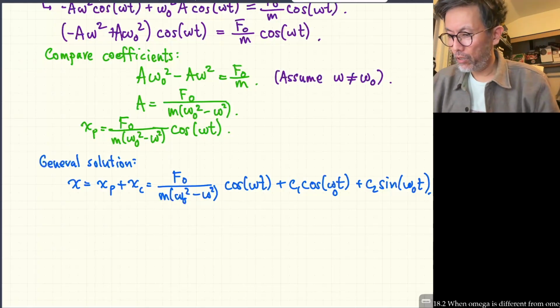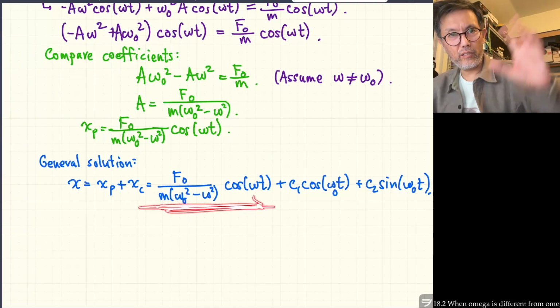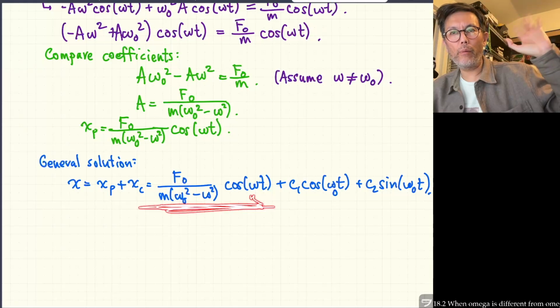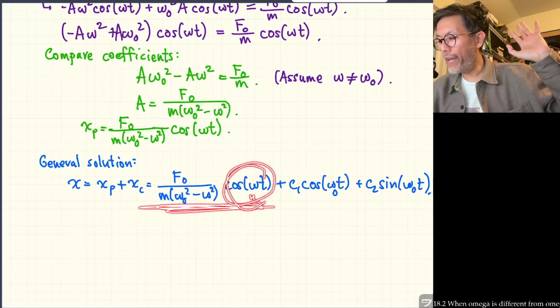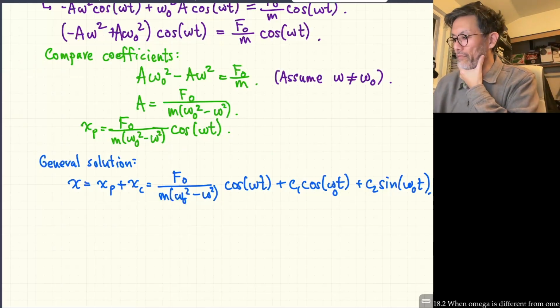So look here, in our solution we have this cosine right here. It's got some complicated amplitude, f naught over m times blah, blah, blah, blah. But it's cosine omega t. That's the feeling I want you to have, okay? And then we've got this part here.